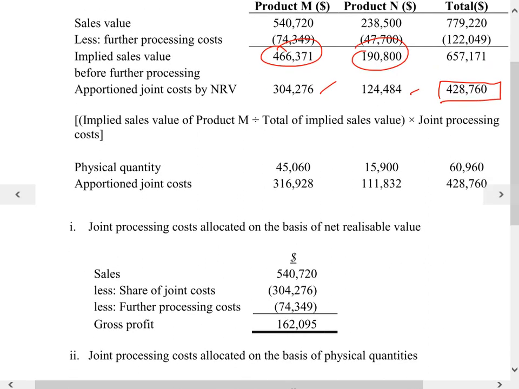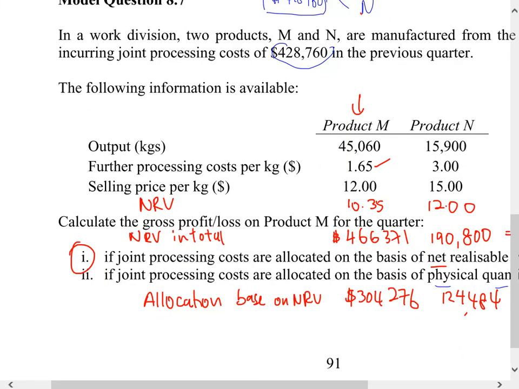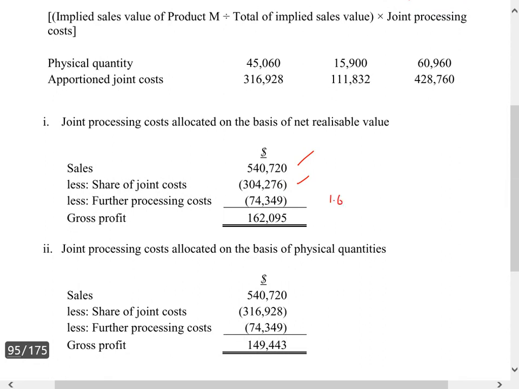And you're asked to prepare profit or loss for product M. So product M, the sales is 540. Here, the cost is 304. Here, and it has to be further processed at 72. How to get the 72? Every kg is 1.60, and they have an output of 45,060 kg. So 1.60 times 45,060 kg. So this is my total further processing cost. Hence, this is my gross profit.